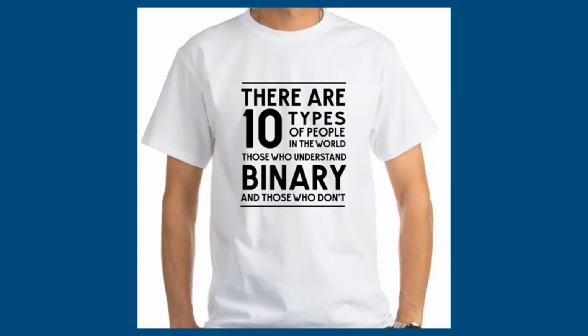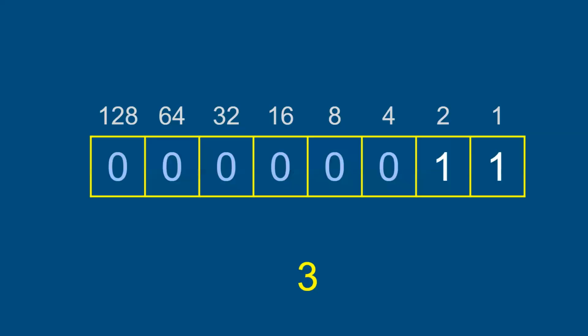There are 10 types of people in the world, those who understand binary and those who don't, right? And while I was looking for the graphic to put this in, I saw another one. There are 10 types of people in the world, those who understand binary and those who have friends, which I'm not sure I agree with, but I thought it was clever.